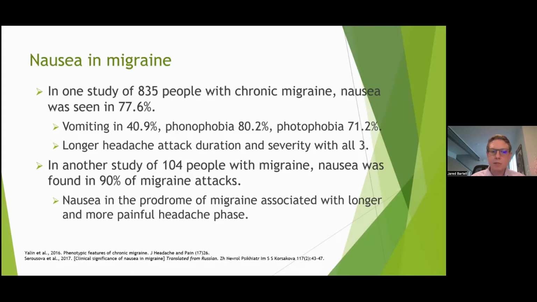There was another smaller study that was also done in Russia, I think, or it was a Russian paper that I saw translated, where nausea was found in a much higher proportion of patients, so 90%. And when nausea was part of that prodromal phase with the migraine, the headache phase itself, the painful phase, was longer and more severe than in people who didn't have nausea in that prodrome phase. So it's hard to extrapolate that much because this was in Russia. The patients selected were potentially different from the average group of people in the United States, not dramatically so, but this was an association that they found that is interesting to note.